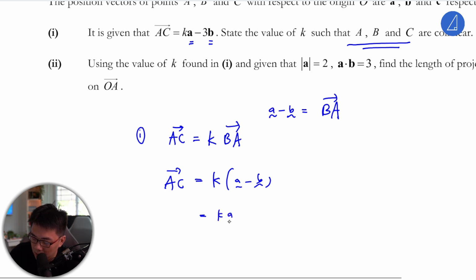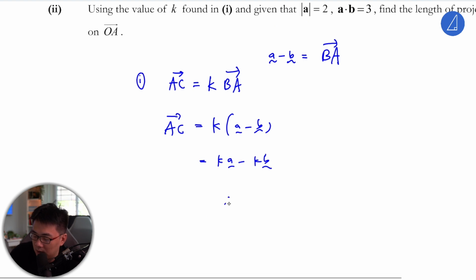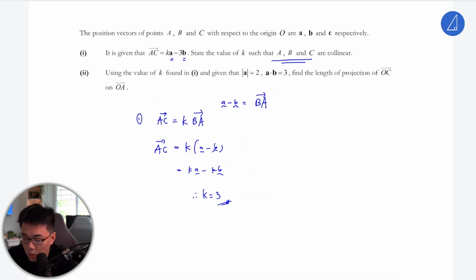And if you compare, you can see straight away that k is actually 3. So k has to be 3. Hence, just state the value. They are collinear, meaning they could be written as a scalar multiple of the other vector, depending on which direction they are at. So that's that.